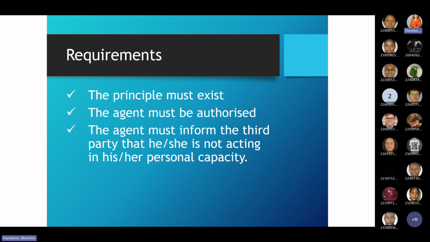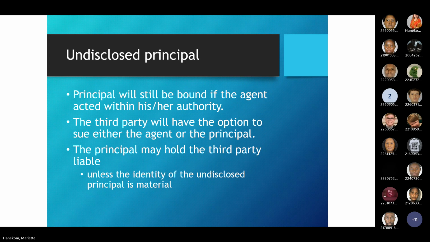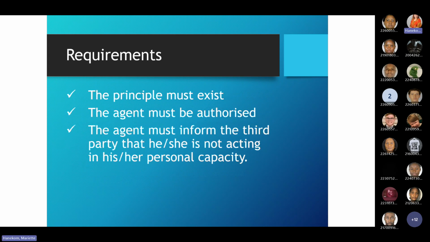Secondly, the agent must be authorized. That is very important. There must be authority. And the third party must be informed. The agent must inform the third party that he or she is not acting in his or her personal capacity. With regard to that last requirement, there are some exceptions where we refer to the undisclosed principal, where the agent did not inform the third party.